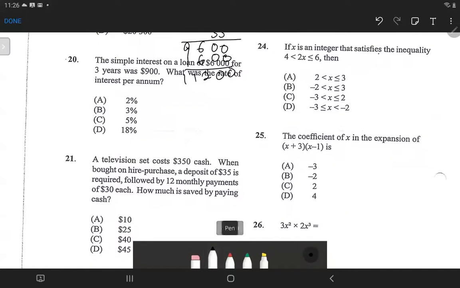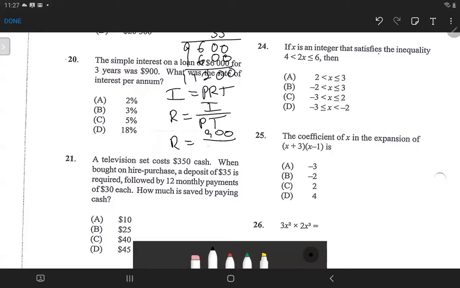The simple interest on a loan of $6,000 for 3 years was $900. What was the rate of interest per annum? Recall that simple interest is equal to principal by rate by time. So the rate is equal to the interest over the principal by time. Okay, so we have the interest was 900, the principal amount was 6,000, and the time was 3 years.